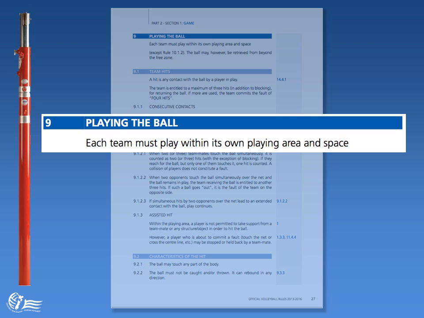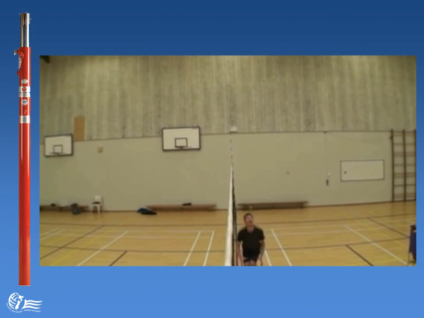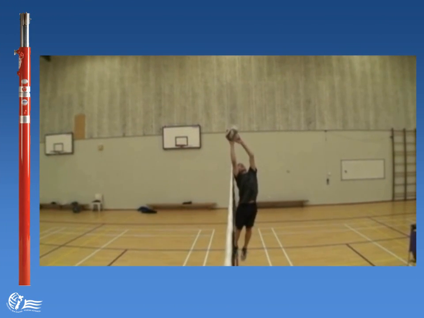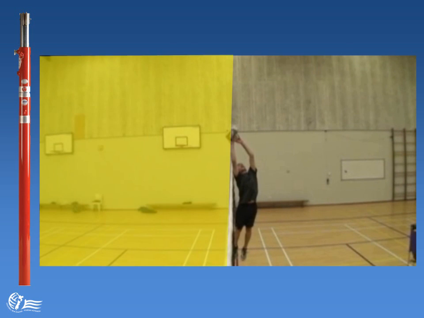Let's look at some examples. As you can see here, the setter is jumping above the net, and part of the ball that he is touching is on the opponent's side of the court. It's in the opponent's space, so this is a reaching fault.